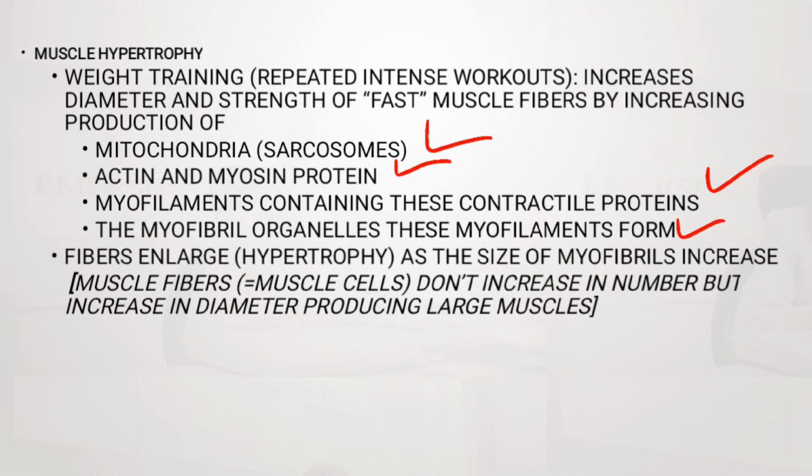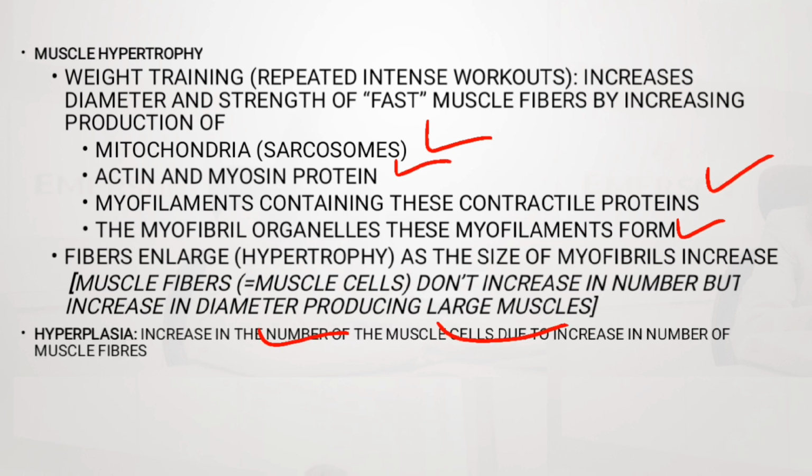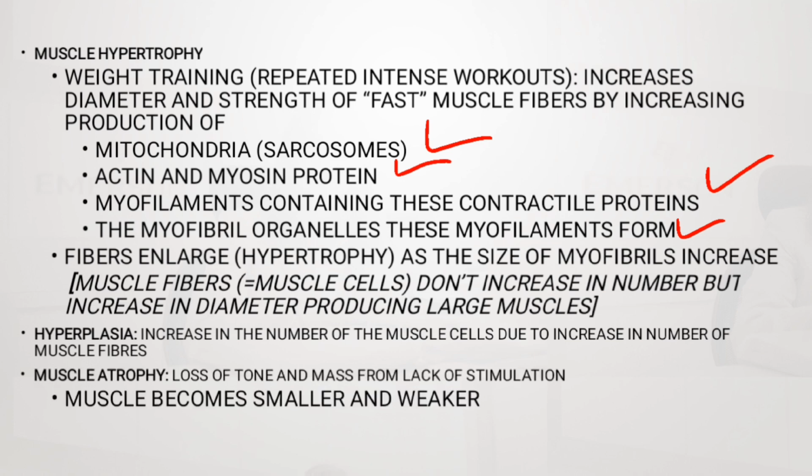these myofilaments form. Then the other thing is the fiber is going to enlarge, that's the hypertrophy, as the size of the myofibrils increases. So the muscle fibers or the muscle cells don't increase in number but increase in diameter, producing larger muscles. Okay, that's about hypertrophy. So hypertrophy is more of just an increase in size. Then hyperplasia is an increase in the number of muscle cells due to an increase in the number of muscle fibers. Then muscle atrophy is the loss of tone and mass from lack of stimulation. So muscles become smaller and weaker due to lack of stimulation.